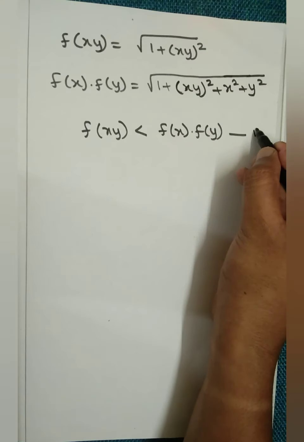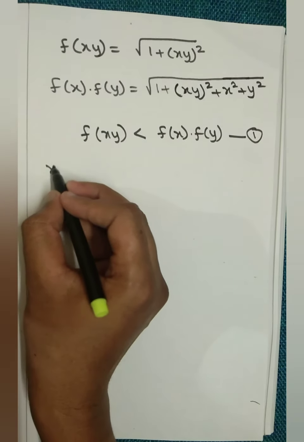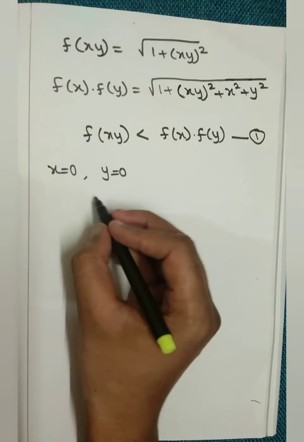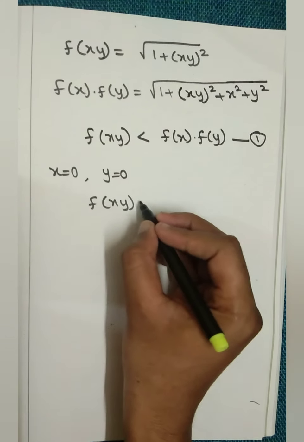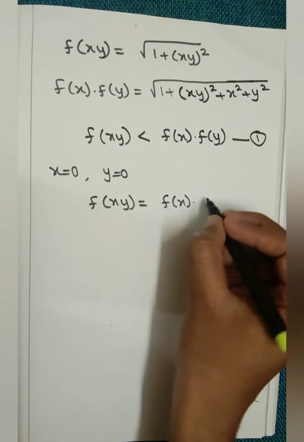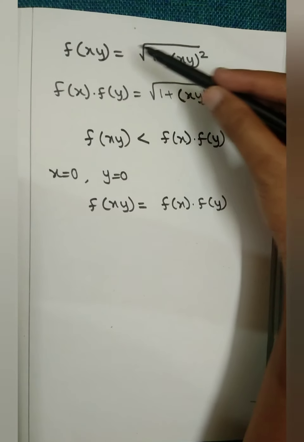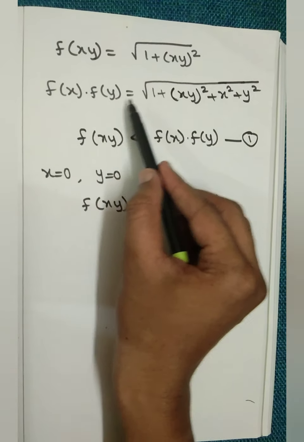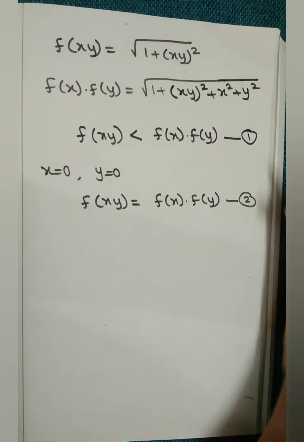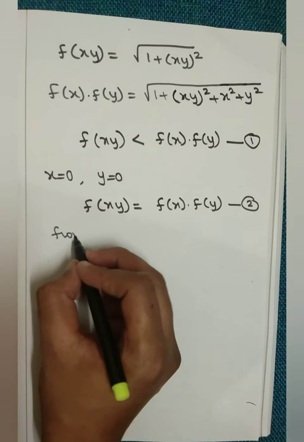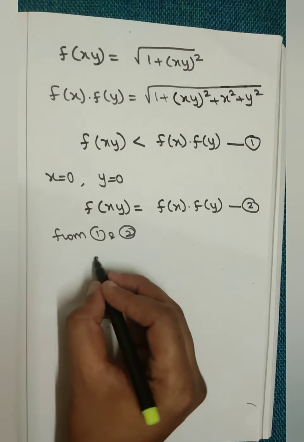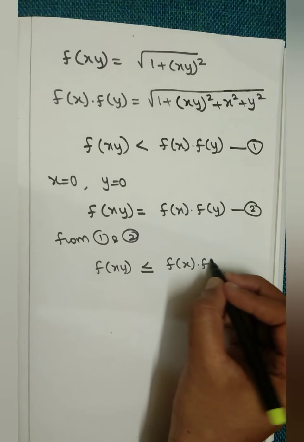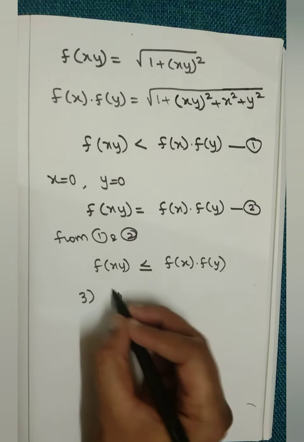Keep this as 1. On the other hand, if you substitute x is equal to 0 and y is equal to 0 in both of these, I will get f of xy is equal to f of x into f of y. If you substitute x is equal to 0 and y is equal to 0, both f of xy and f of x into f of y will be equal. So this is the second equation. From 1 and 2, I can write f of xy is less than or equal to f of x into f of y. Therefore, my third option is correct.